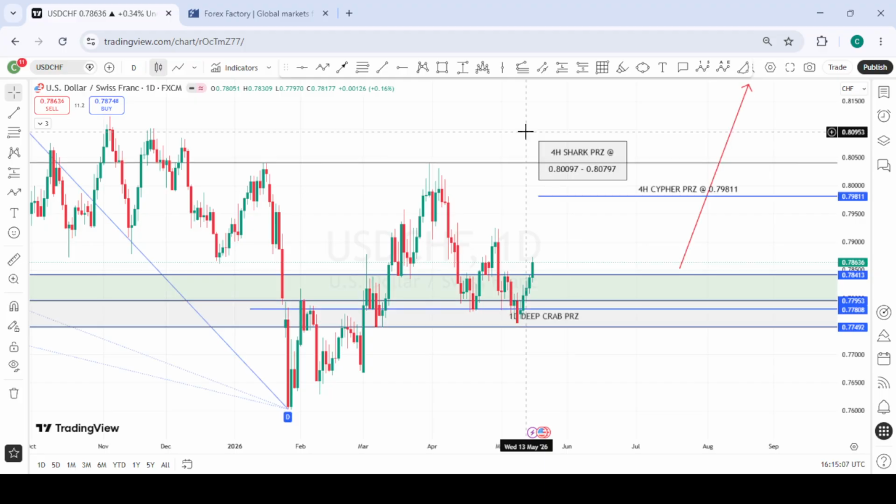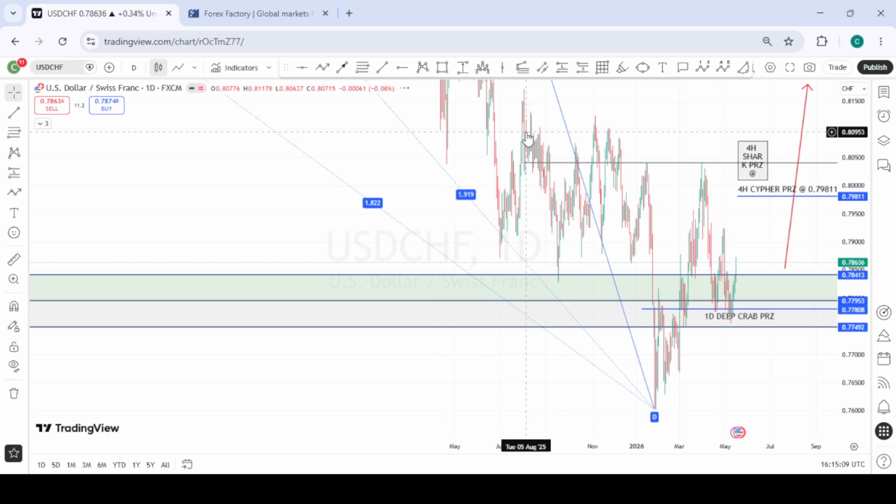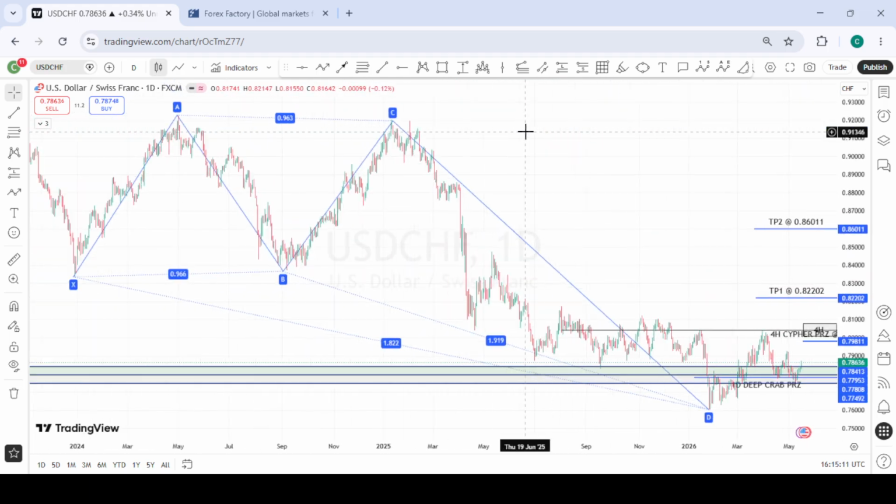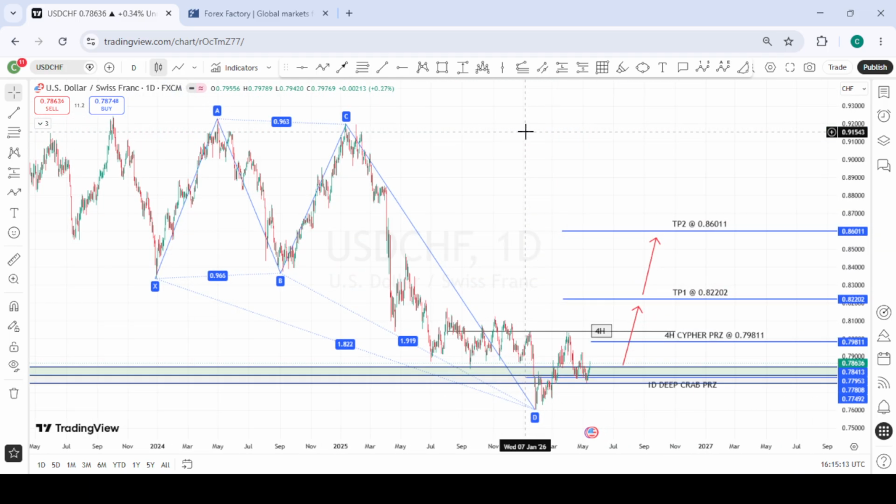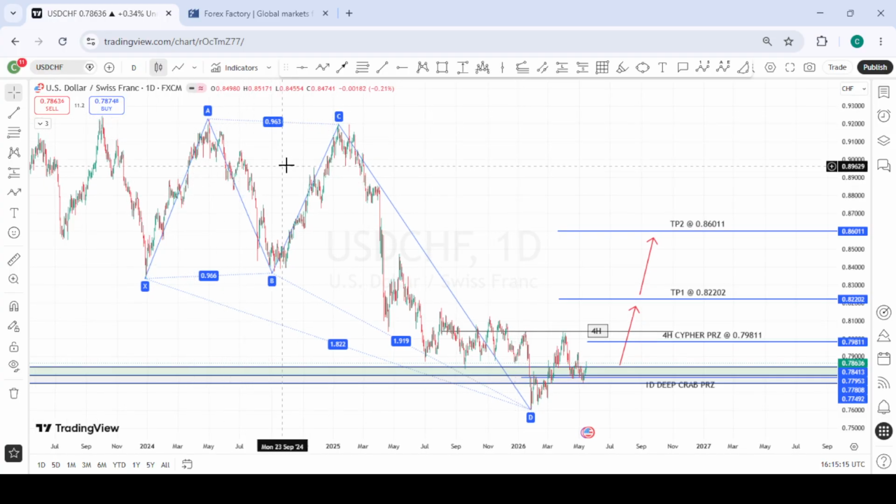This is USDCHF, and for USDCHF, there's a very huge harmonic pattern playing out. We had this deep crab pattern which has developed, and after the pattern develops, we are supposed to see a buying move from here to this very first TP and this second TP above here.